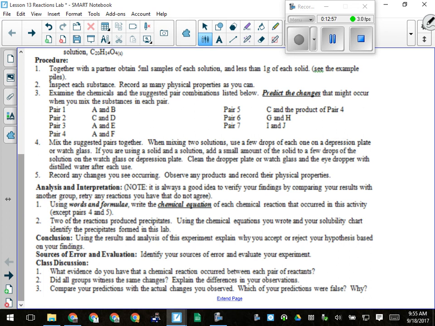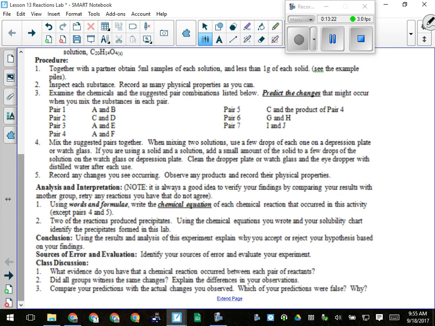And then for the conclusion, again, copy and paste your hypothesis. Explain to me if your data and analysis prove it to be correct. Yeah, both. So I want a word reaction and a formula reaction for question number 1. All right, so make sure you get your conclusion done.